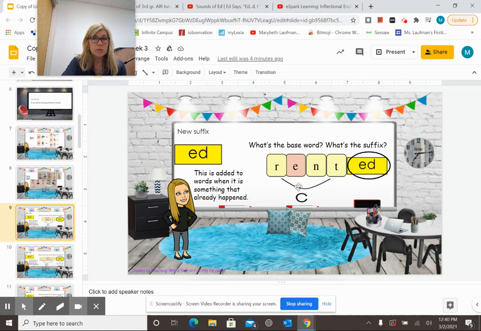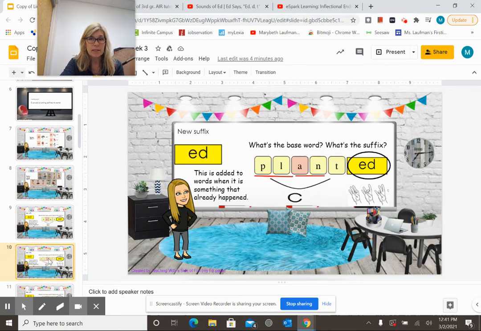So this word is rent. And then if we add ed to it, it says rented. If we take away that, it would just say rent. That would be the base word. With the ed added to it, it says rented. When we add ed to a word, it's something that's already happened. It happened in the past.